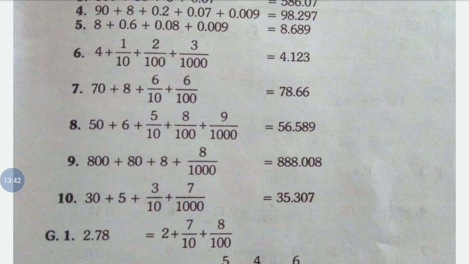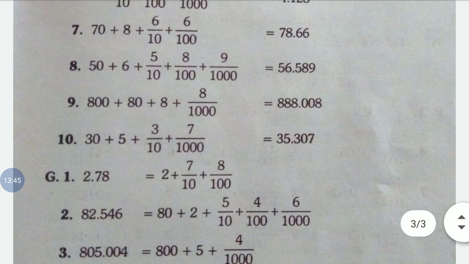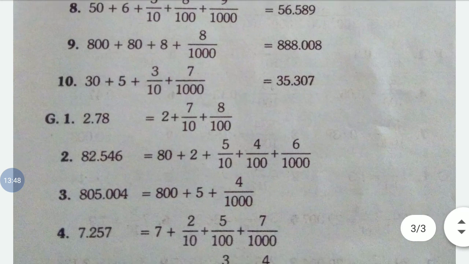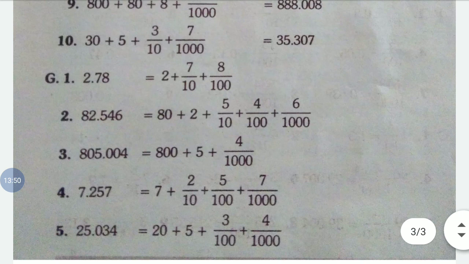Then the last question: write in the expanded form. If you want to write it in the expanded form, you have to write it in the fractional form. So 2.78 means 2 plus 7 upon 10 plus 8 upon 100. Then 82.546, so 80 plus 2 plus 5 upon 10 plus 4 upon 100 plus 6 upon 1000. In this way the numbers will be there. You have to do it in the copy.